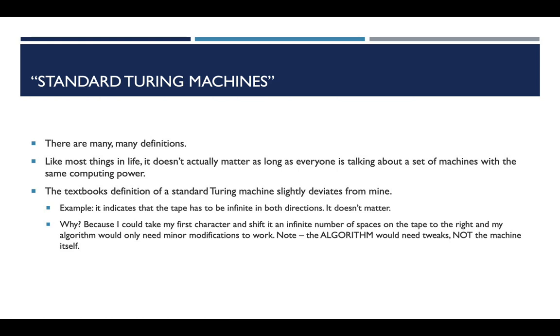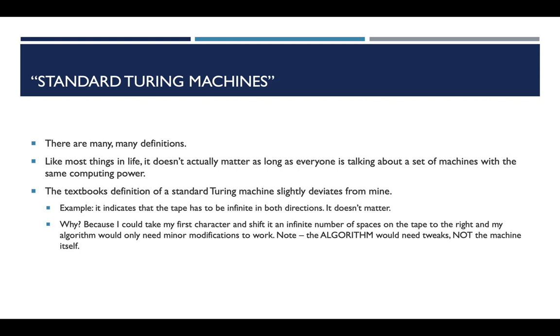One really good example of a difference in standard Turing machine definitions is that the textbook indicates that the tape on both ends has to be infinite. If you watch the previous video, I actually said that the left-hand side had to have a boundary, so the tape itself only needed to be infinite on one side. But it turns out that it doesn't actually matter. Both of those configurations of a Turing machine are equivalent.